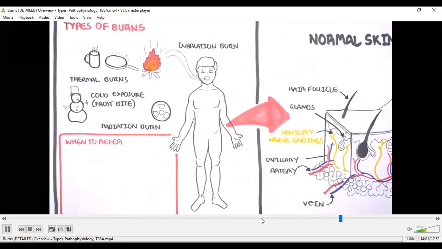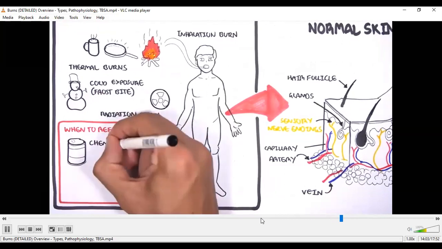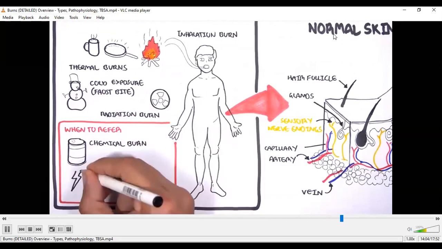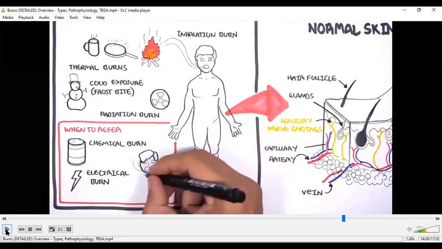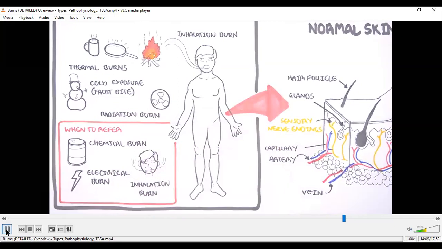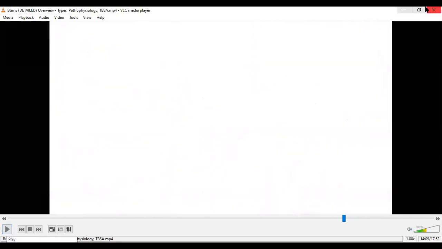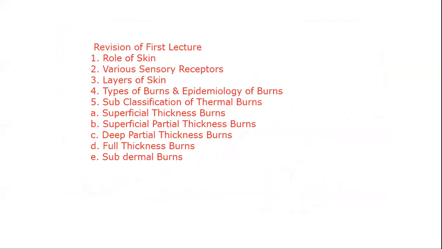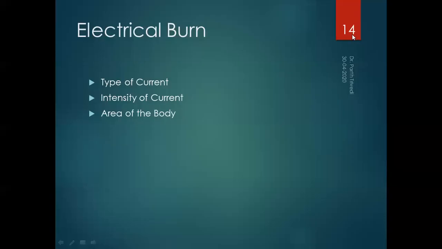Referral to the burns unit is very important. We talked about referring certain types of burns to the burns unit, such as chemical burns, electrical burns, and inhalation burns. But how about the burn depth? This is what we discussed in lecture 1, and we have also discussed the same in our revision today. Clear? So now moving on towards electrical burns.